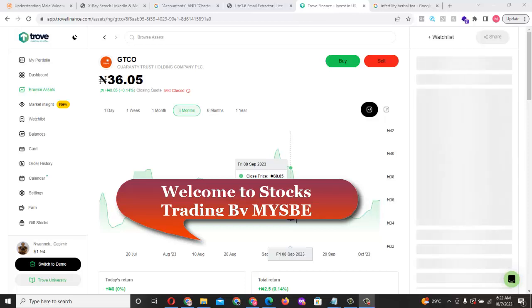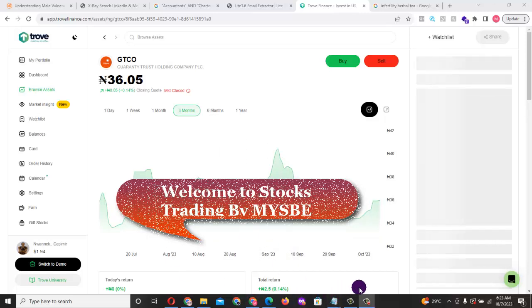Now, today I want to show you how you can fund your account using your local bank account. Either you are funding for foreign trade, you must use dollar, or you are funding for local trading, you must use naira account. So whichever account you have, you can fund your account directly, and then go ahead to buy stocks. So first thing first, I want to fund this account.